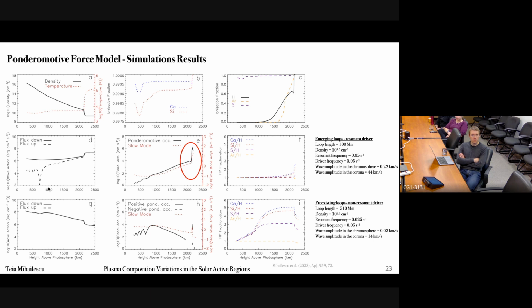For the pre-existing loops, the best match was when we drove the fractionation process with a non-resonant driver. In that case, the ponderomotive force is driven much lower down in the chromosphere, and it's also driven over a larger portion of the chromosphere. So this results in a stronger fractionation process, which enhances calcium and silicon as before, but it also produces some enhancement in sulfur, because if you remember, sulfur was sitting very close to the boundary between the low FIP and the high FIP elements. So if we change the properties of the fractionation process a little bit, sulfur can become enhanced as well.